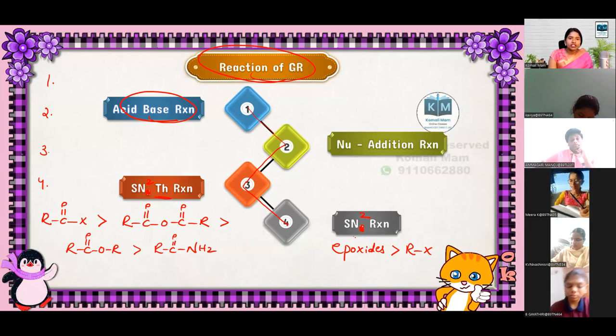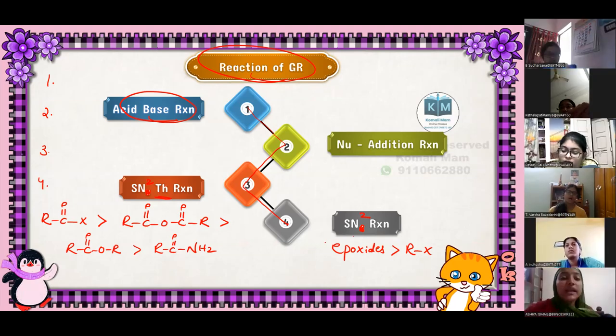Shall we go to the first one, acid-base reaction, all of you? Grignard reagent. What is the general formula of Grignard reagent? RMgX is the general formula. Clear? And in that the metal is directly connected to the carbon, and the metal is electropositive in nature. So the carbon there is a good source of carbon anion. SN2-TH reaction means tetrahedral is an intermediate in that SN2 reaction. Special reaction it is.